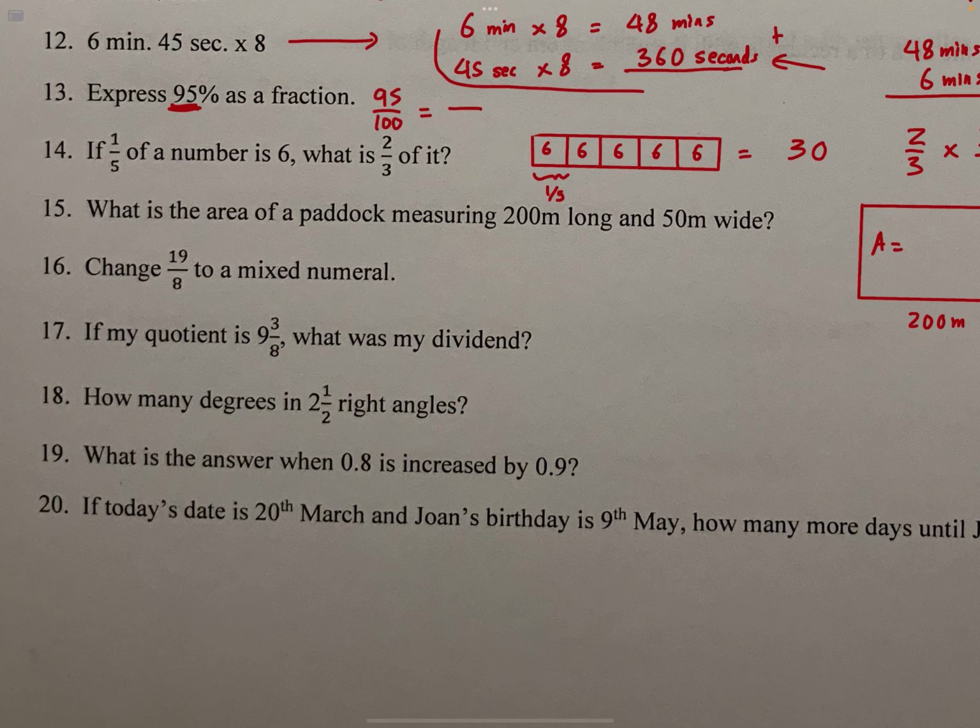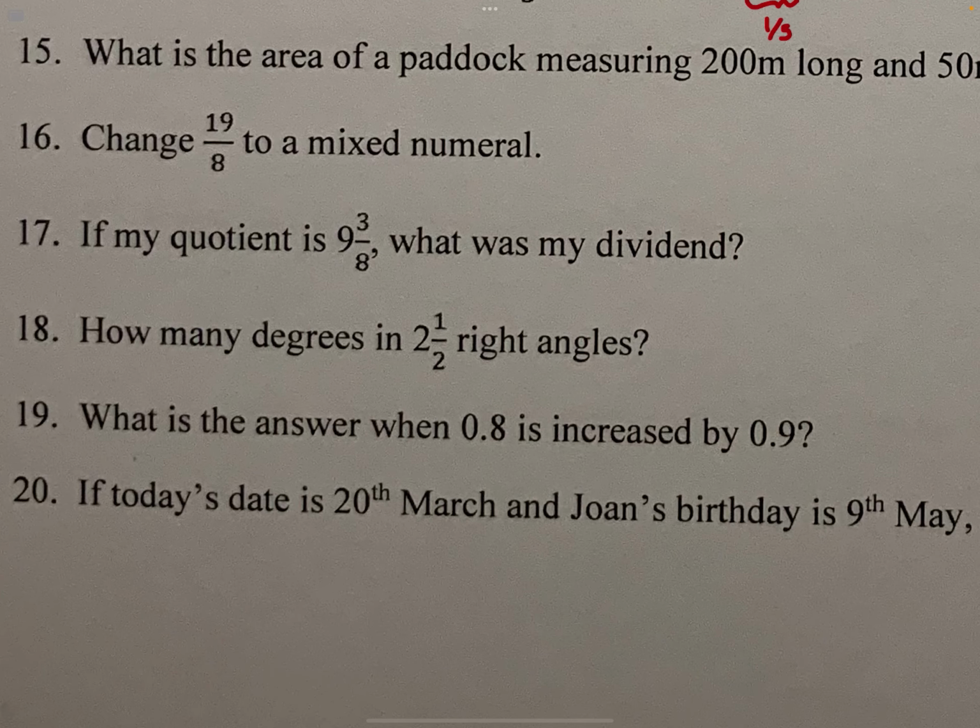And leave it in meters squared. Question 16. Change to a mixed numeral. So 19 over 8, you can change that to a mixed numeral. How many 8s go into 19? You can work it out. That will be a whole number. The remainder will be up here, and the fraction will be something over 8.